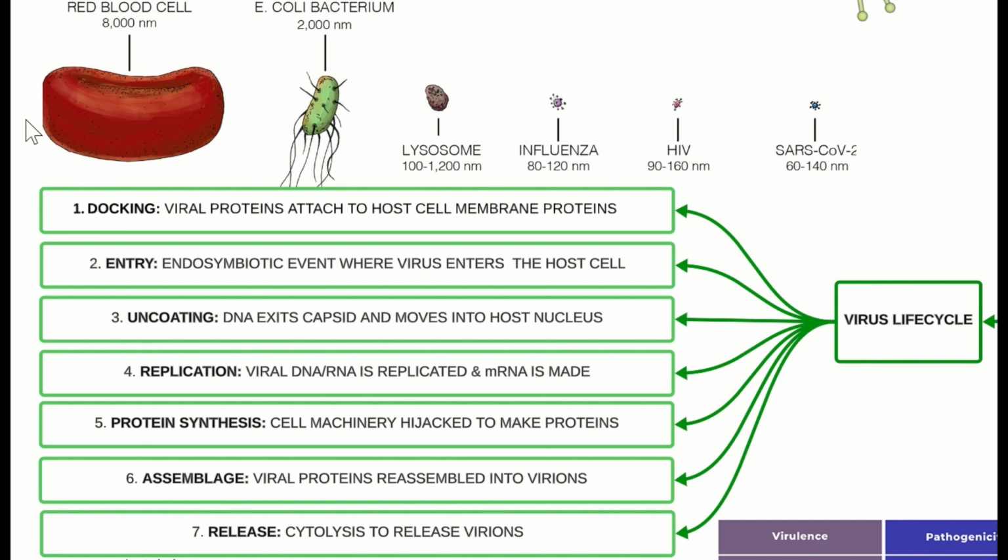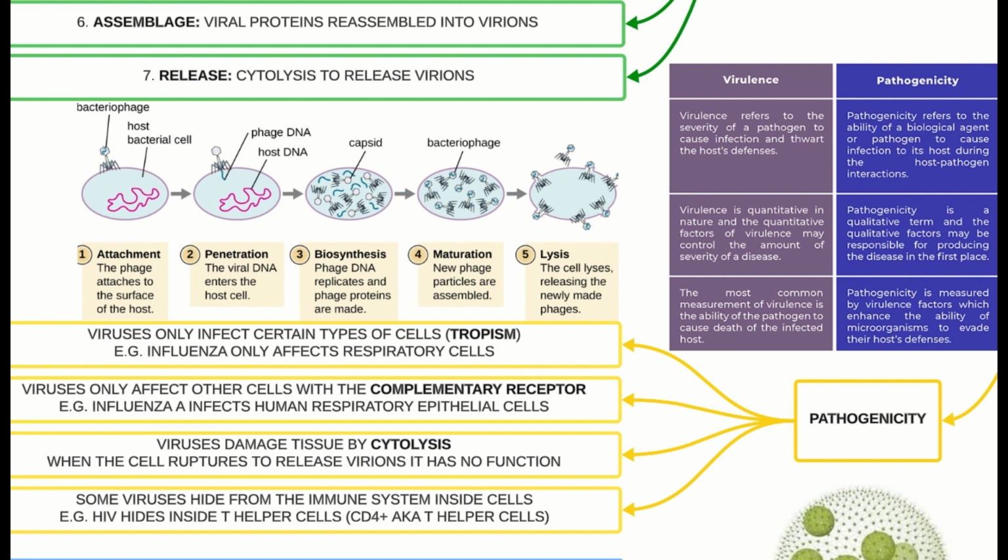So first we've got a red blood cell, which is quite large compared to a virus. About a quarter the size of a red blood cell is a bacterium. But then at about 100 nanometers, we've got viruses like influenza, HIV, and COVID. We've also got the 7 steps of the viral life cycle, which is docking, entry, uncoating, replication, protein synthesis, assemblage, and release. Okay, next I've stopped at this particular place where we're going to look at pathogenicity.